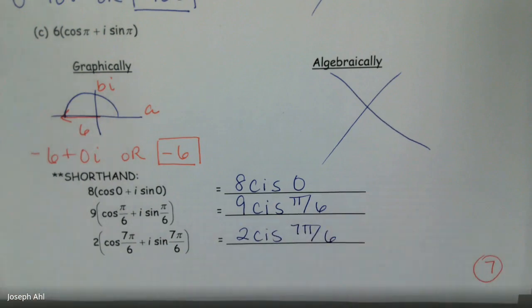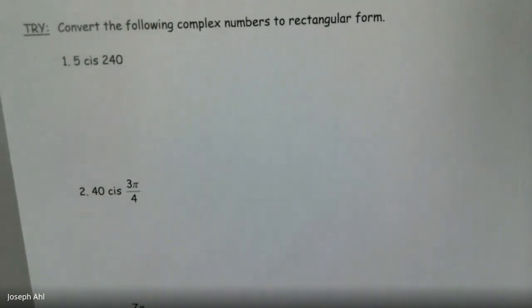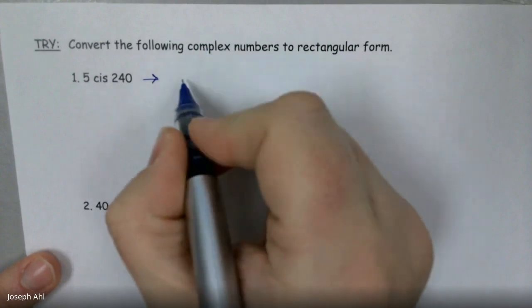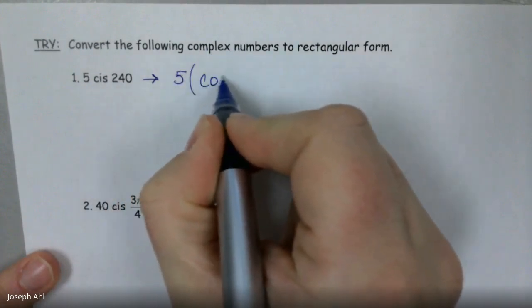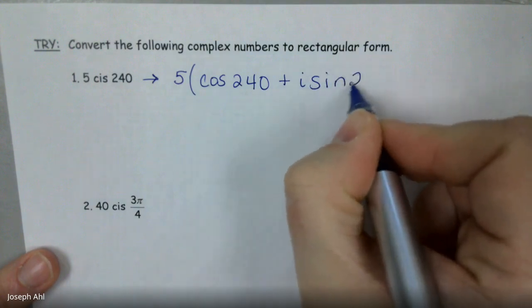So I'm sure you will really appreciate the fact that we have an abbreviated or shorthand version of this, because then the last thing we're going to do is you'll see some questions on page 8 that have that shorthand abbreviation, 5 cis 240. I will not write this for all the questions, but just to remind you, 5 cis 240, what that means, it's 5 parentheses cos 240 plus i sine 240.